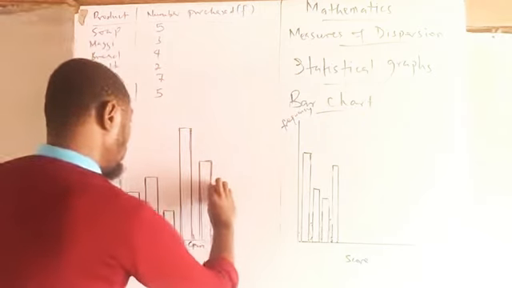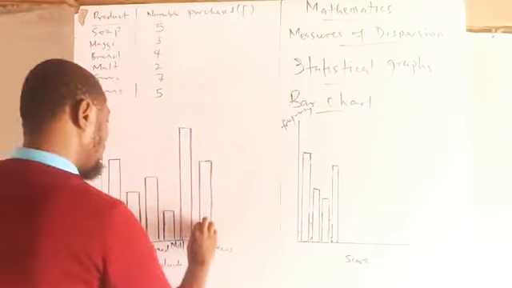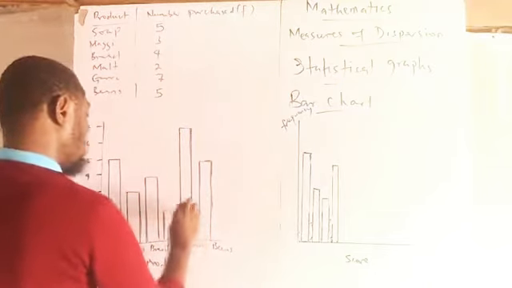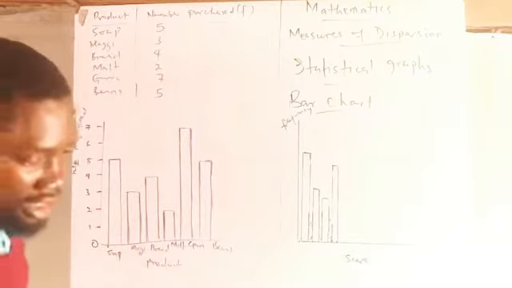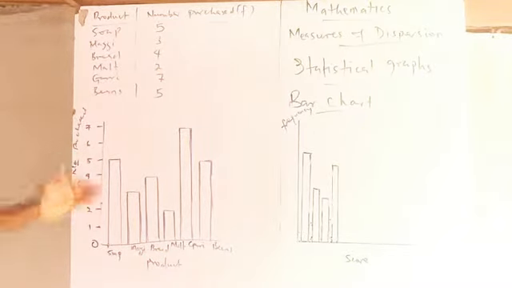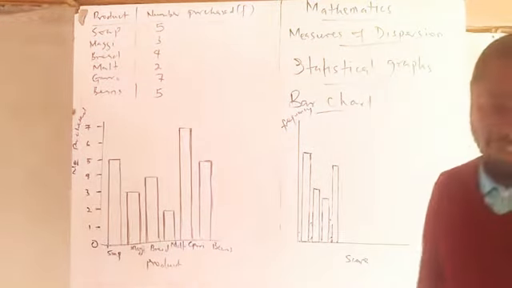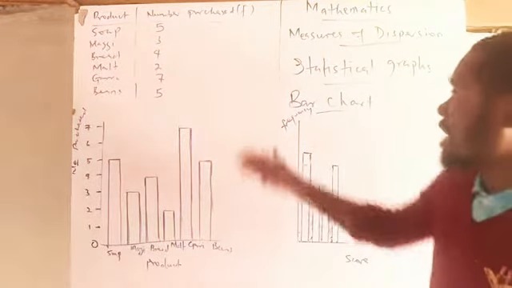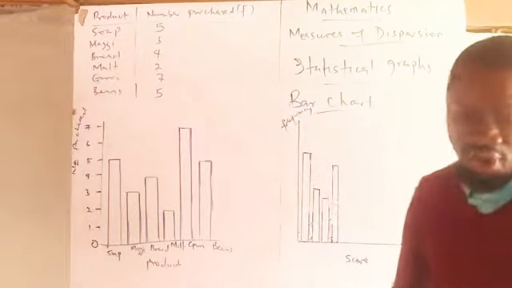So with what we've done so far, if you're asked to represent any information using the bar chart, that is what you should do. Carefully draw out your bars in this form. So here we have the bar chart presented now. So we are able to present this information using the bar chart. So this is our statistical graph.